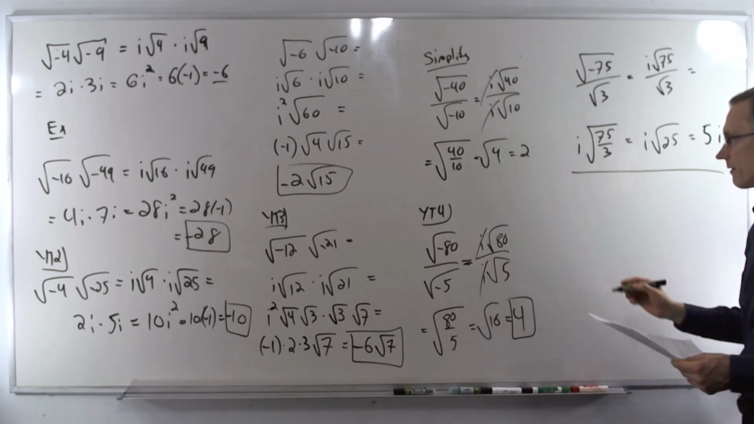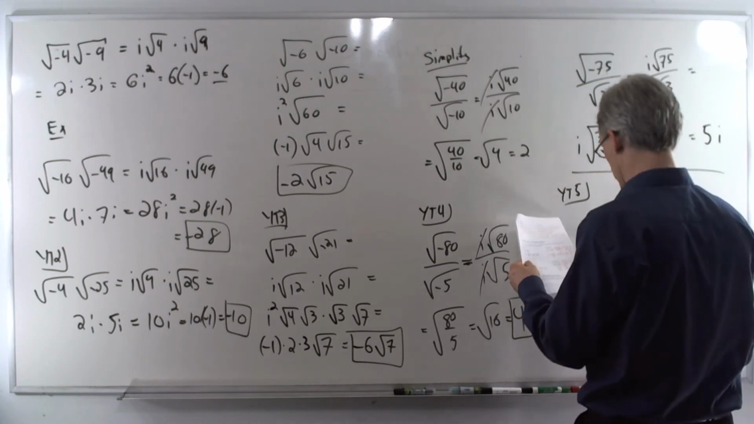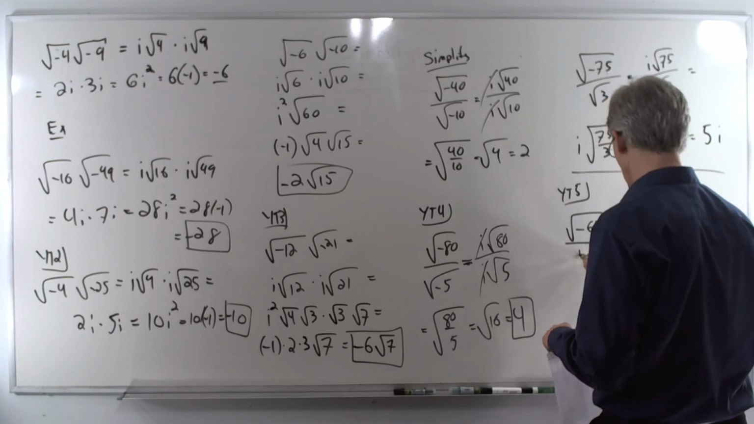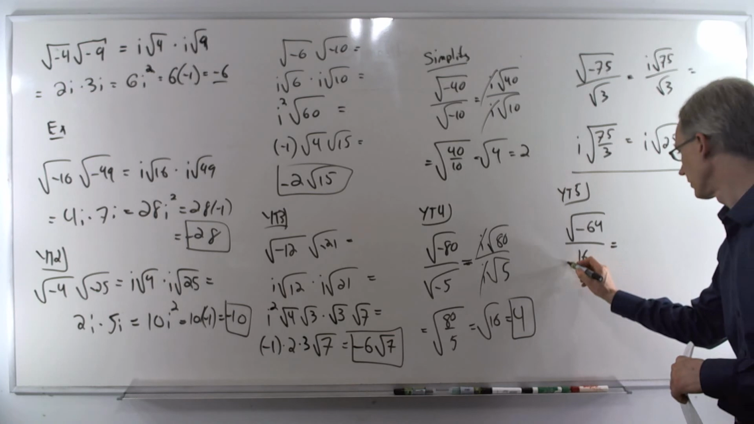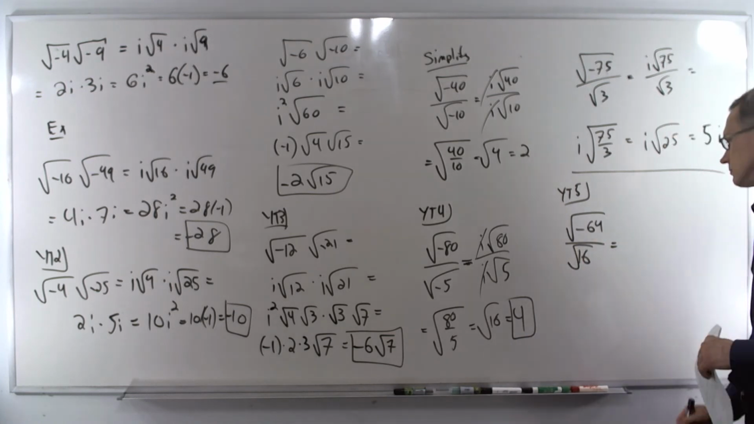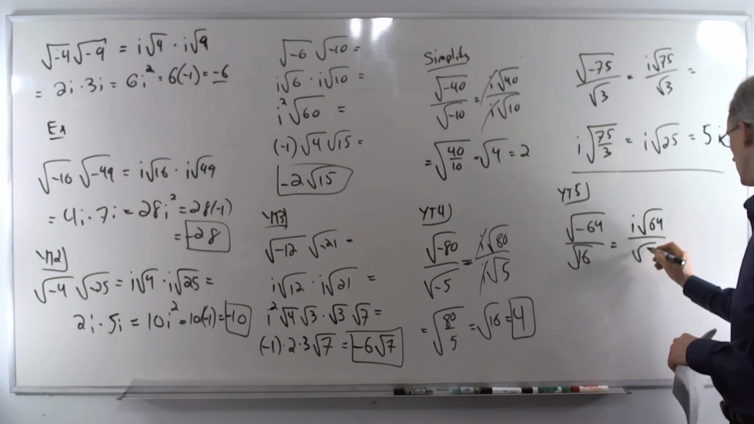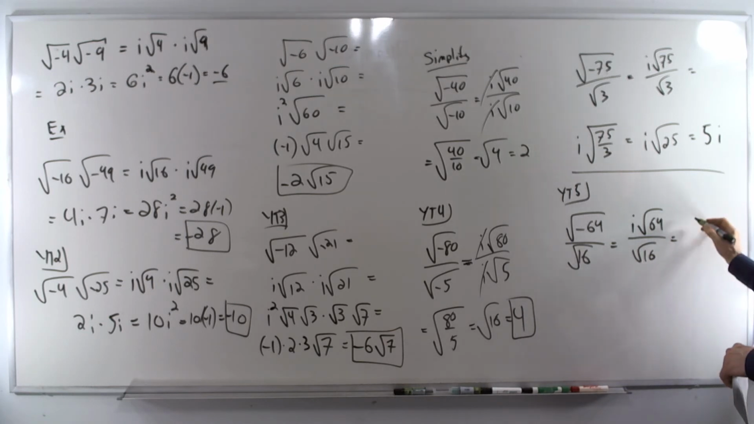Your turn, number 5. Square root of negative 64 over the square root of 16. Oh, this one, we don't even need to use the quotient rule because we have a perfect square here and a perfect square here. So that is 8i over 4 or 2i.